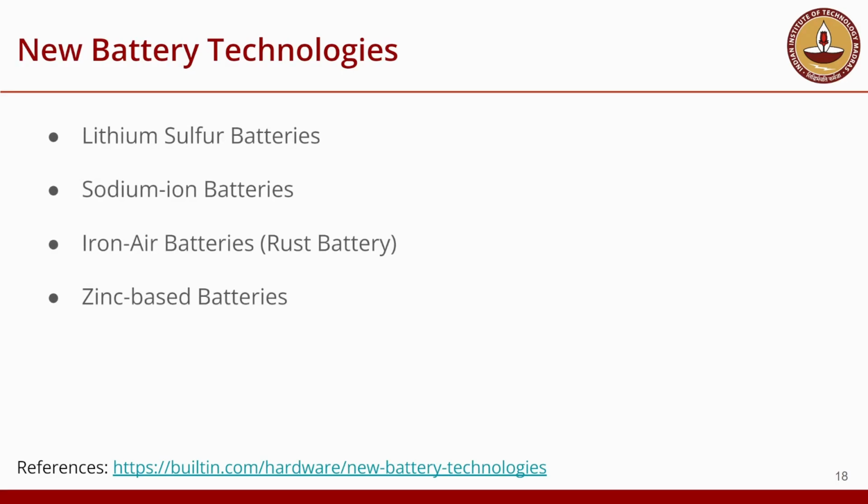Lithium sulfur batteries. This battery technology uses sulfur for the battery's cathode, which is more sustainable than cobalt and nickel. Sodium ion batteries. These batteries are similar to lithium-ion batteries but use salt water as an electrolyte. It is more affordable and safe to use.